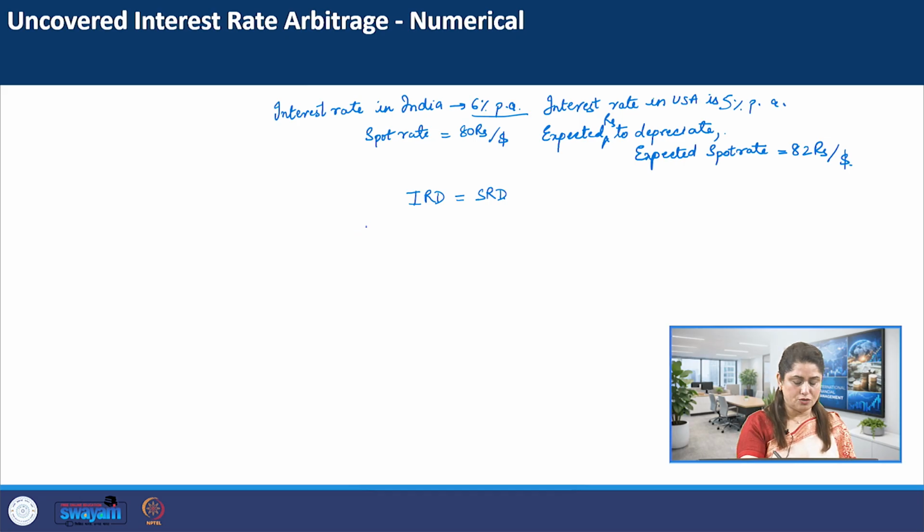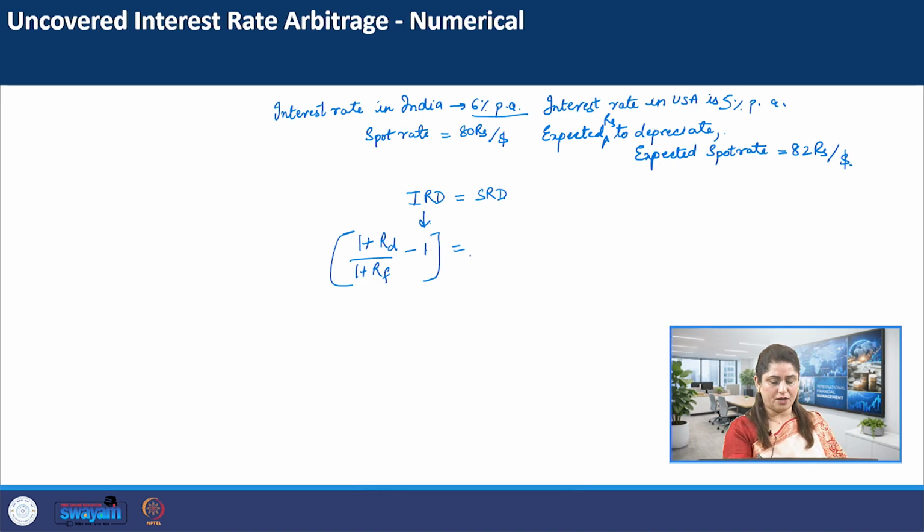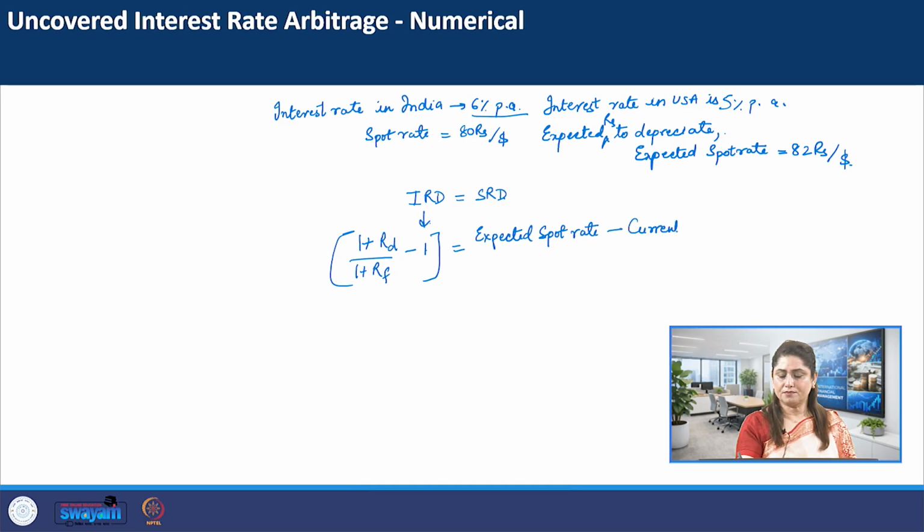So here the interest rate differential is going to be (1 plus RD) upon (1 plus RF) minus 1. And here we are going to check the spot rate differential, which is equal to the expected spot rate minus the current spot rate upon the current spot rate.